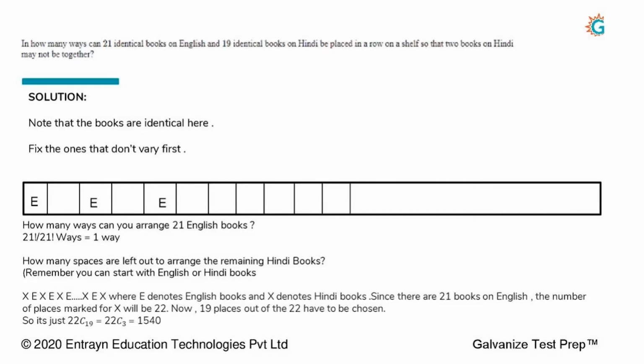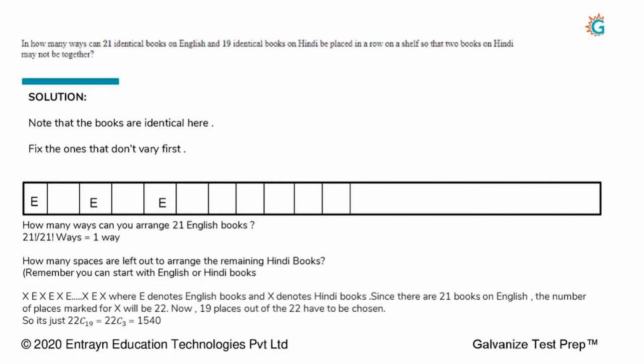In those 22 places, you need to choose 19 places to allot for the Hindi books. That is done in 22C19, which is same as 22C3. nCr is same as nC(n minus r). That's the formula for combinations. That is equal to 1540. When you do the calculation, you will arrive at the answer 1540. Very good. Good job, Abhishek and Nurain.